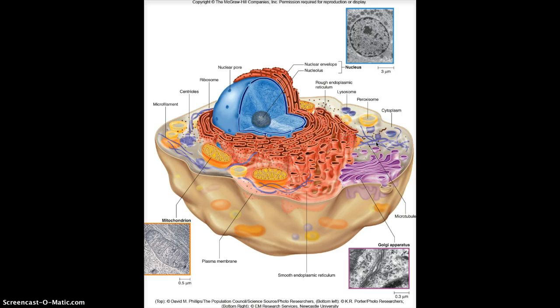So the different cells in your body all have different functions and they have different shapes, and the microtubules and microfilaments help to give the cells the shape. Okay, I think that's it.